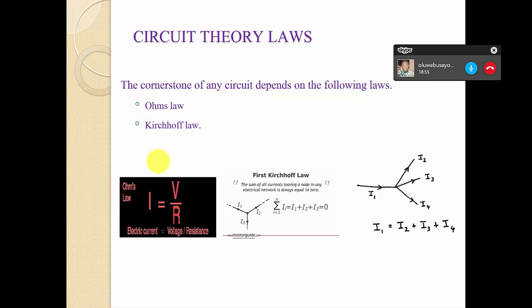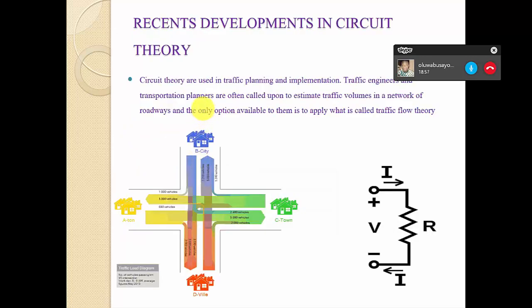Anyway, my next slide, slide 5, covers the recent development in circuit theory. Permit me to say that a circuit is a practical medium for transporting electrical energy. For instance, electrical appliances rely on this energy for their operation. Apart from that, circuits transport the electrical energy needed to charge most of our appliances, like car batteries and so on. Now, let's look at the recent development.